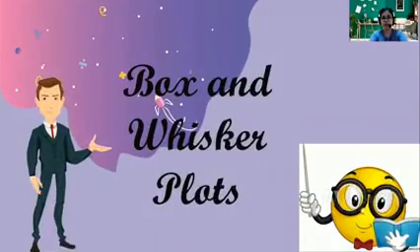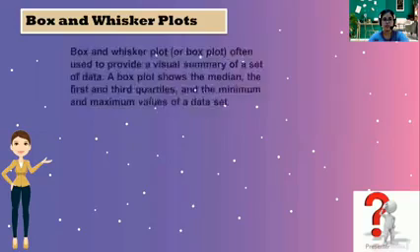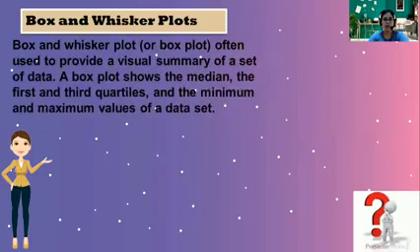So are you still with us? For our next concept is the box and whisker plots. So what is a box and whisker plot? A box and whisker plot, or can be called a box plot, is used to provide a visual summary of the set of data. It has 5 keys of the data set. These are the median, the first and third quartiles, and the minimum and the maximum values of the data set.